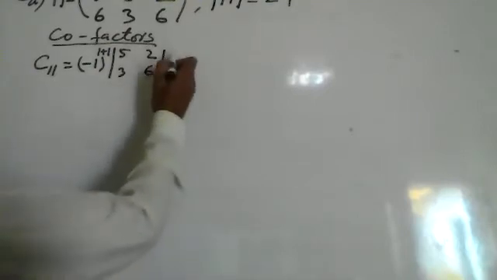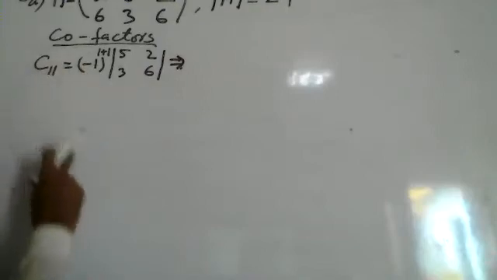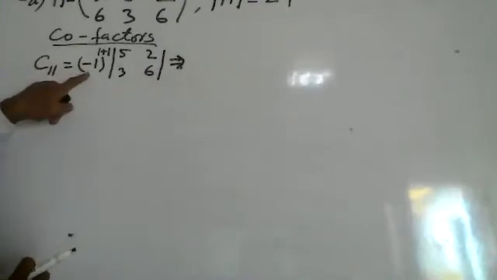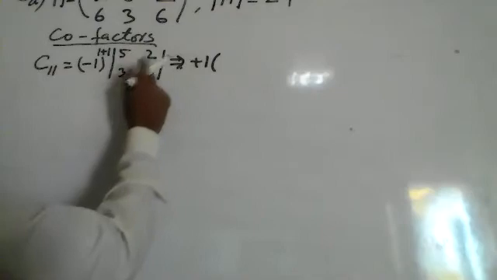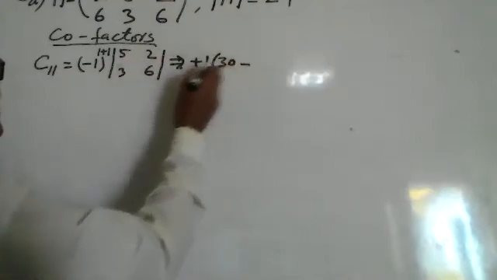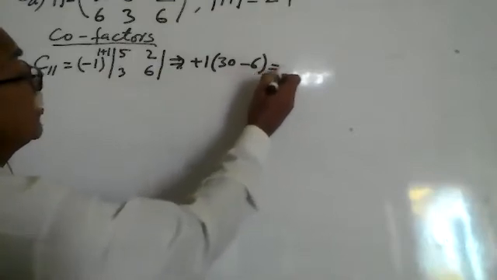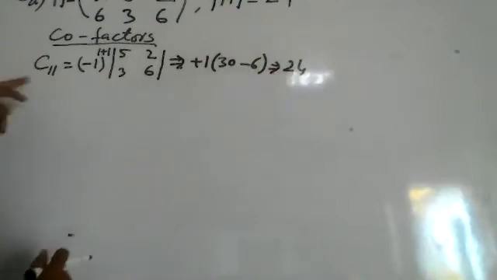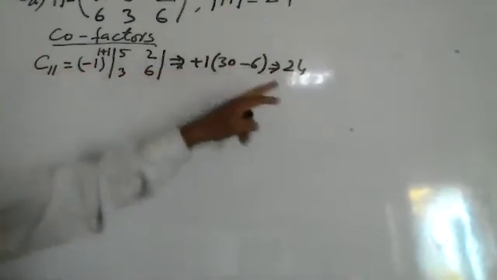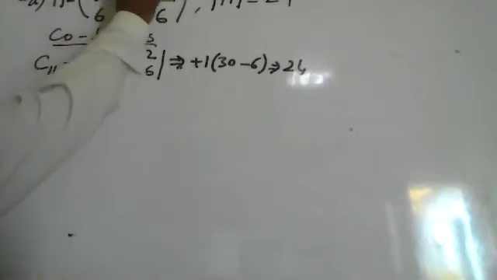The answer will be -1 raised to power 2, which will be +1, into 5 into 6 will be 30, minus 2 into 3 will be 6. The answer is 24. This is C11, 24. In the same way, we will find C12 and C13.